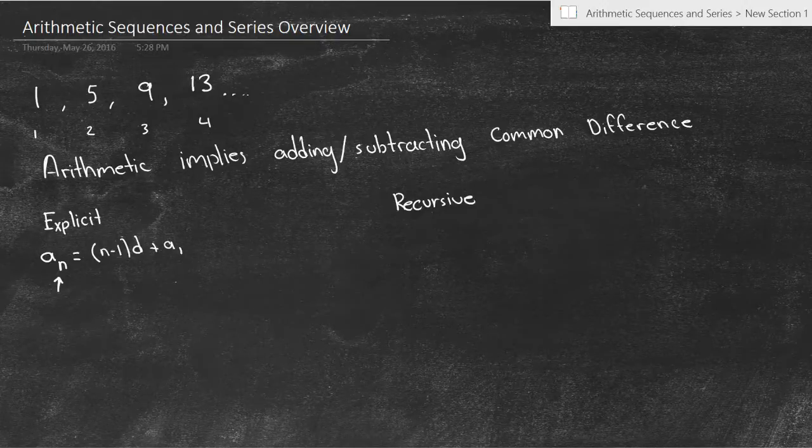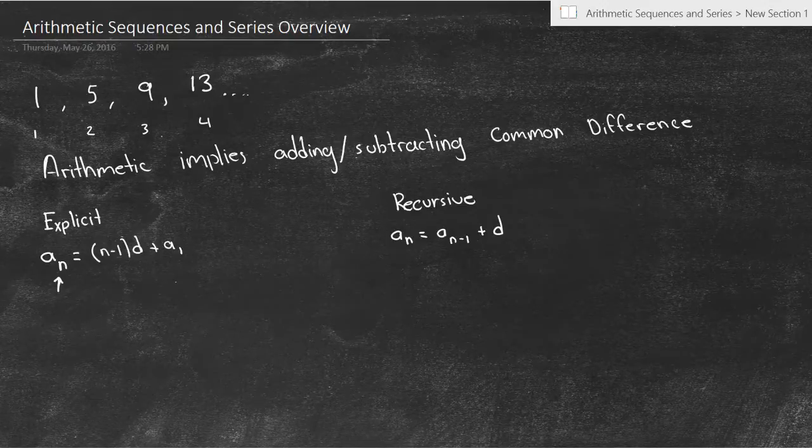And then recursive is going to be a of n. Every time you do a recursive, so this applies to geometric, which you'll learn eventually, I'm sure, if you don't already know, the recursive formula, you know that you're going to have to use a of n minus 1, because that was the previous term. And then you're just going to add the difference. And that's it.